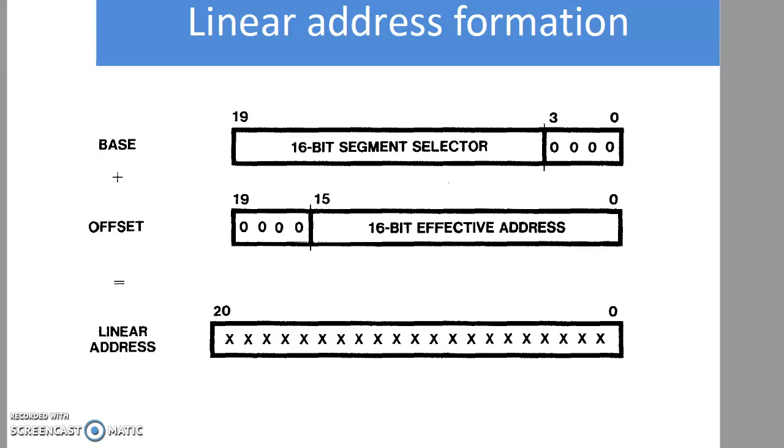We also saw why we need virtual 86 mode. It is used to execute 8086, 80186 and 286 programs. So programs of the old microprocessors before the 80386 can be executed on the 80386. It is for backward compatibility. We have already discussed these concepts. Then we also saw linear address formation, which we briefly discussed in the previous session.